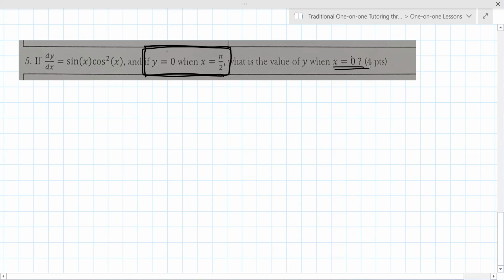So the hard part here is, how do you do this? Because it's the integral of dy equals the integral of sine x cosine squared x dx. This is a u substitution. Any idea which one should be your u?